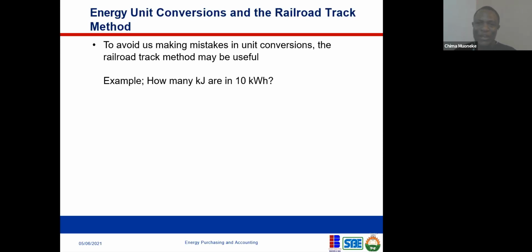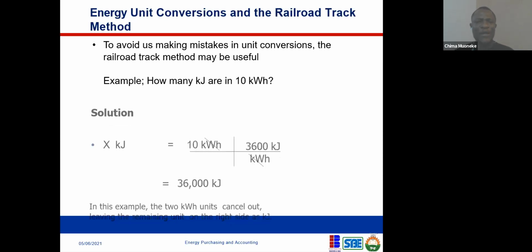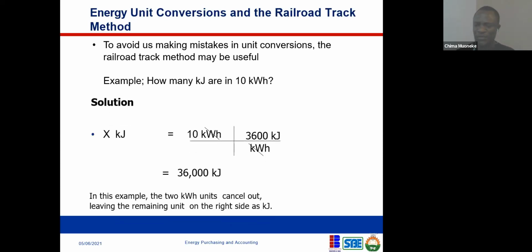Now, this is kilowatt hour, but they're asking how many kilojoule are in it. So assuming that you want to compare with another form of energy that is in kilojoule, how do you do that? Okay? Now, normally, we use the rail track method to do that. So this is the solution. How do we do that?